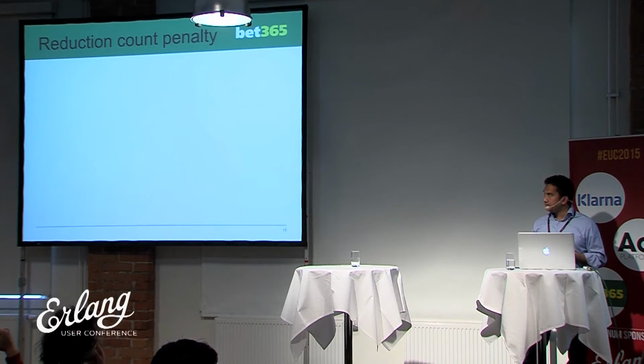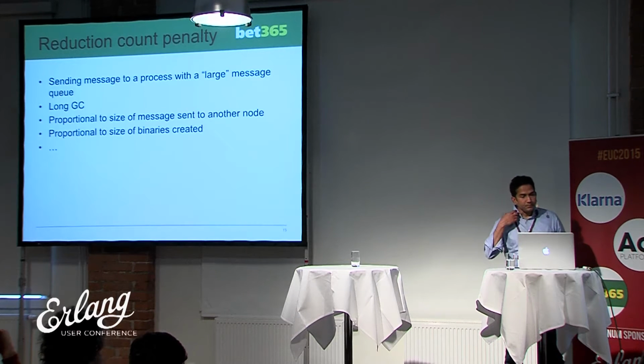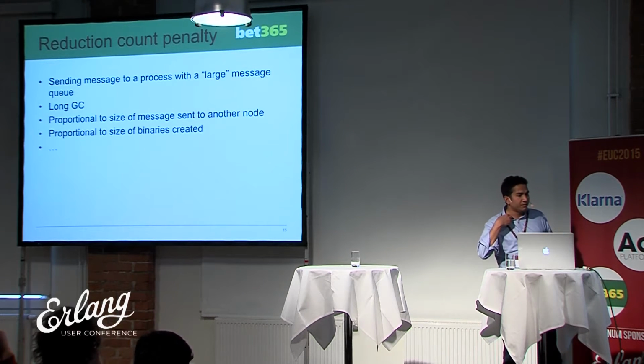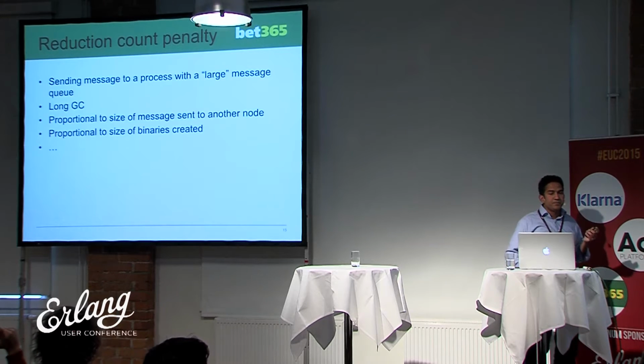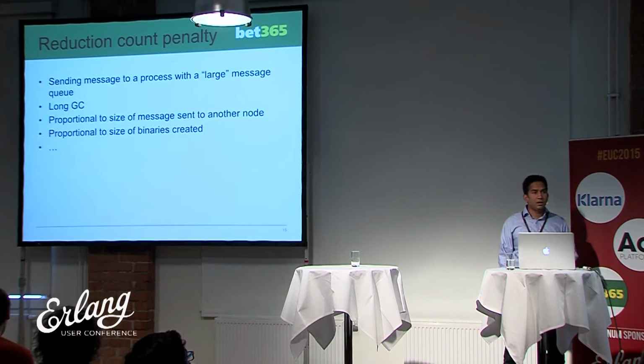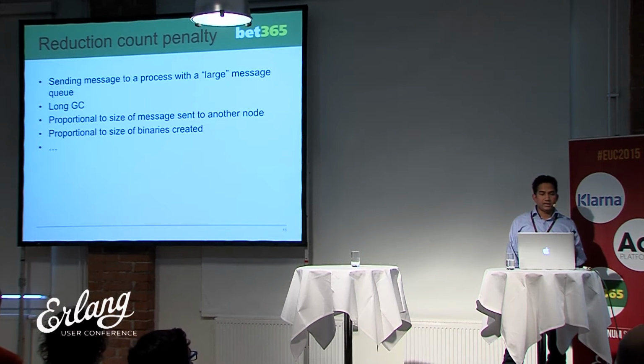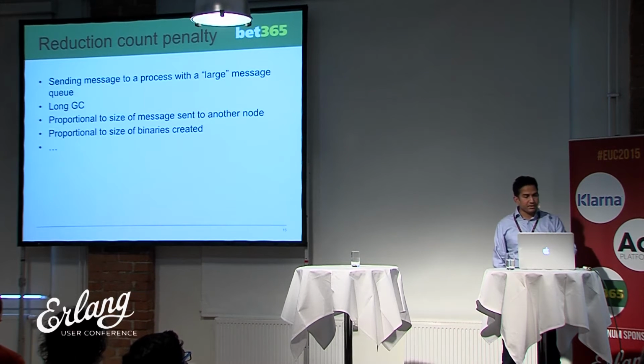We thought, okay, let's see how else a process incurs reduction count penalties. The first one we knew already: sending a message to a process which already has a large message queue, you're penalized for it. The other thing we found out was that if you have a long GC, again, your reduction count is penalized.